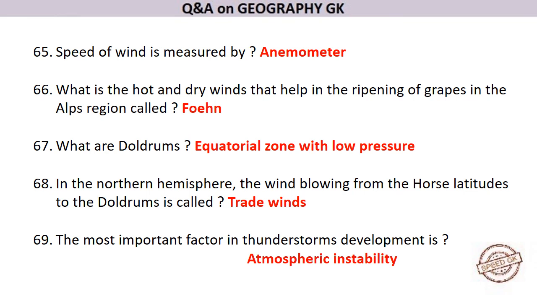What is the hot and dry winds that help in the ripening of grapes in the Alps region called? Foehn. What are doldrums? Equatorial zone with low pressure. In the northern hemisphere, the wind blowing from the horse latitudes to the doldrums is called trade winds. The most important factor in thunderstorms development is atmospheric instability.